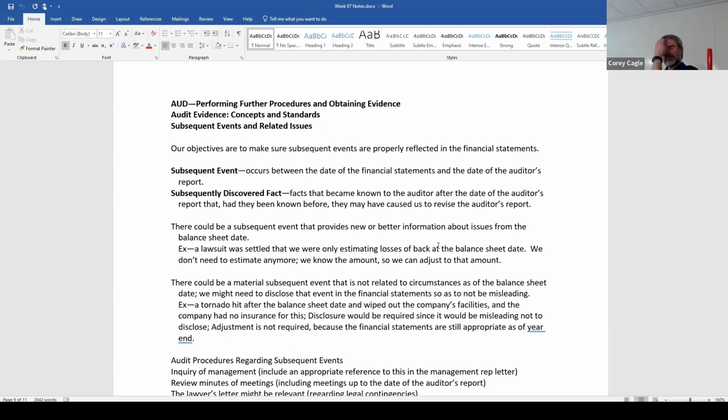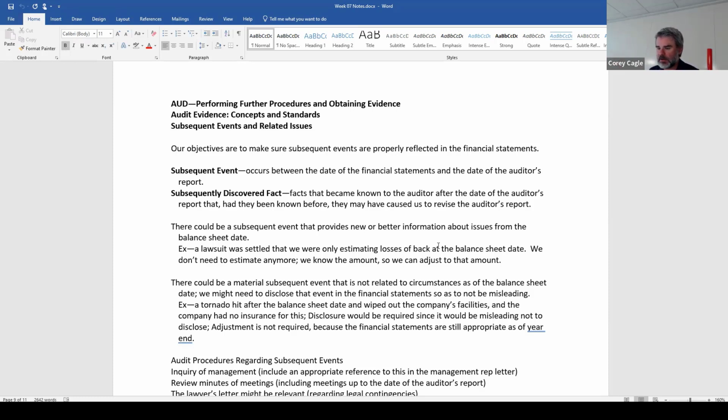So with subsequent events, we're talking about different scenarios here where we're done with the audit and we haven't released the report yet. Things might be happening. What do we do to deal with certain situations after the balance sheet date, before the audit report's issued, or after the audit report's issued? It covers that as well. So, you know, our objective as auditors is to make sure the subsequent events are properly reflected in the financial statements. That's a really broad statement, right?